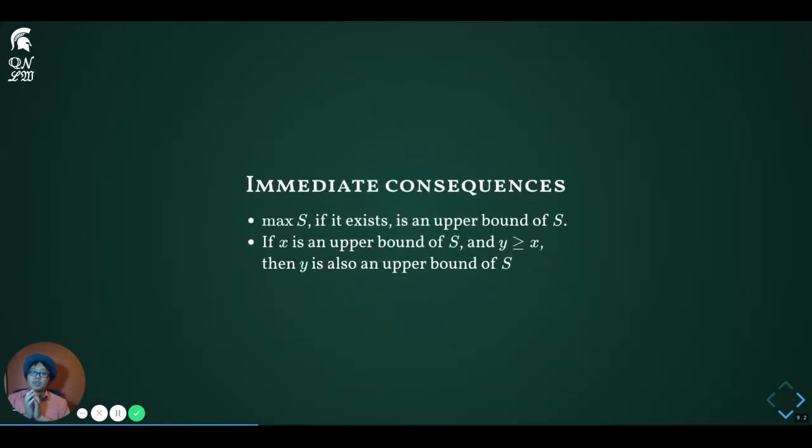Here are some immediate consequences of the definition. First, if the set S has a maximum, max S, then max S is an upper bound for S. Second, if X is an upper bound for S and Y is bigger than X, then Y is also an upper bound for S. This follows from the transitivity of the ordering. Similar statements can be made about min. Notice that unlike max and min, we immediately see that upper and lower bounds are not unique.